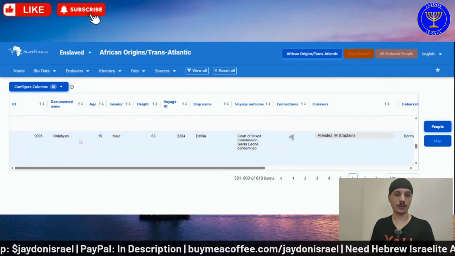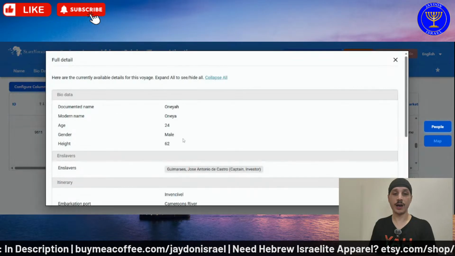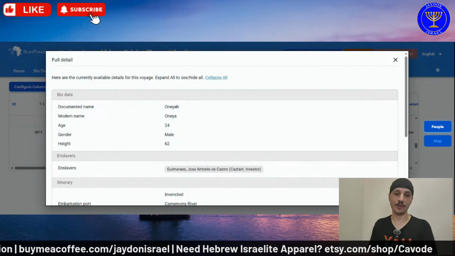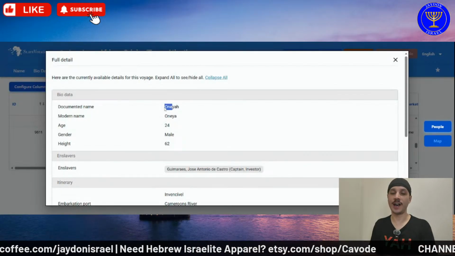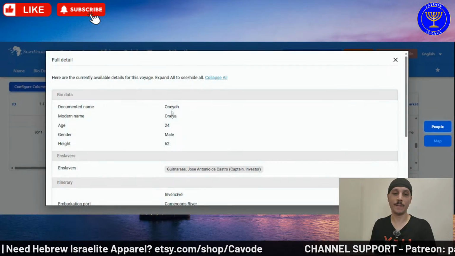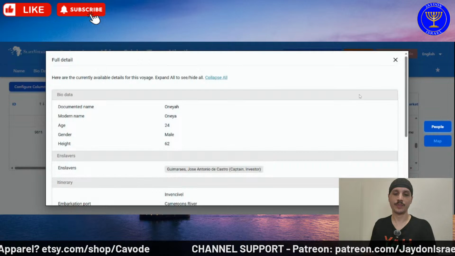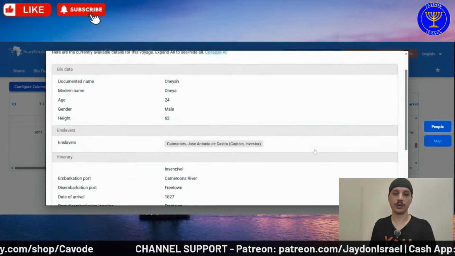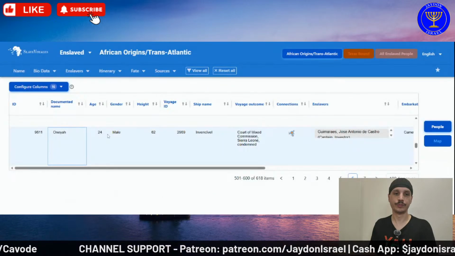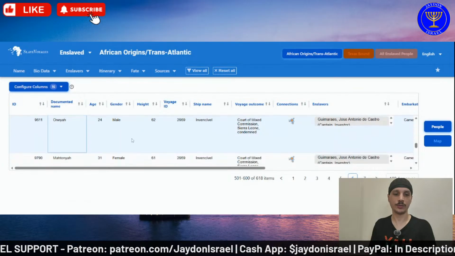Onia. And it looks like one Yah. One Yah. Like we want to Englishify it. It looks like one Yah, like just one Yah. But Onea, Cameroon's river. Wow.